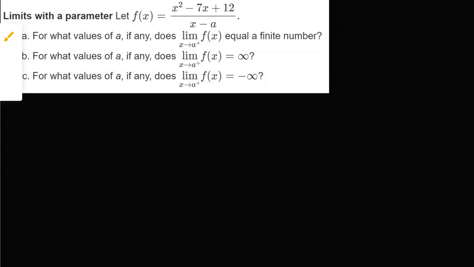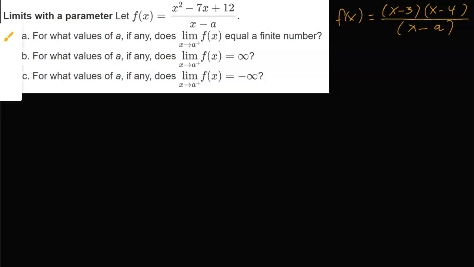So we are looking at the function f of x is equal to x squared minus 7x plus 12 divided by x minus a. Instead of writing it that way, I'm going to go ahead and factor the numerator: x minus 3, x minus 4, all divided by x minus a, because I will need that to answer these questions.